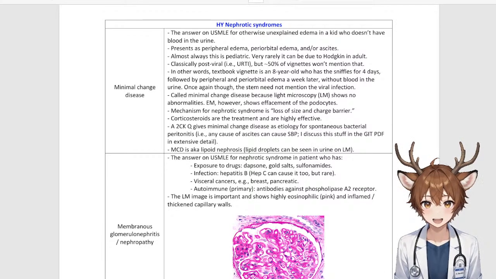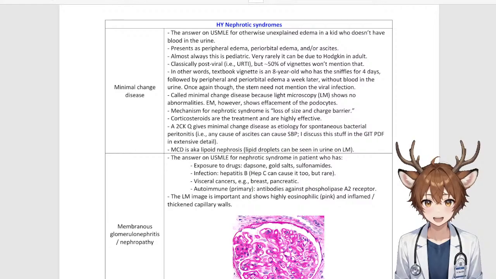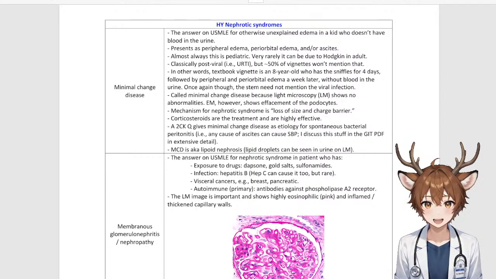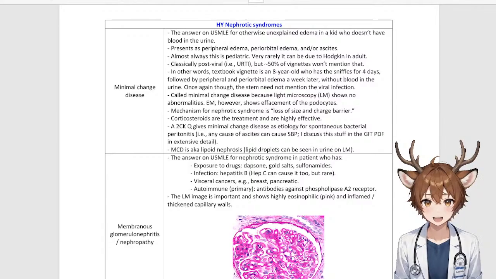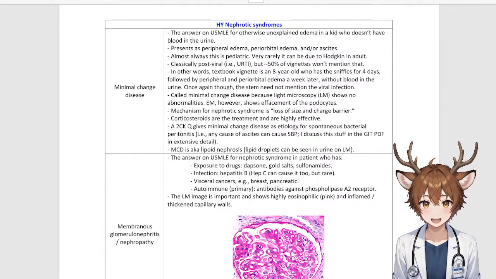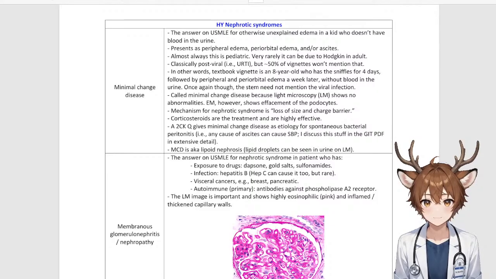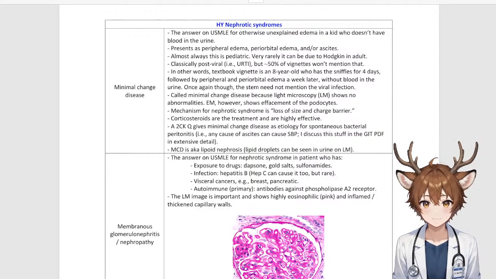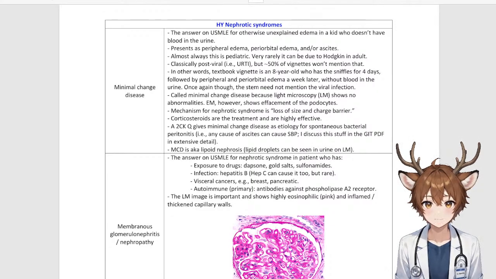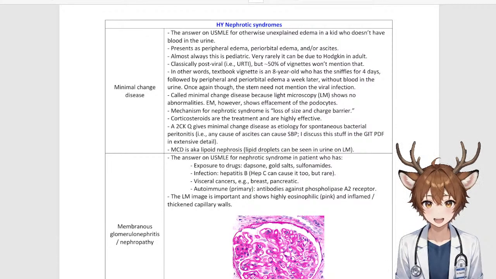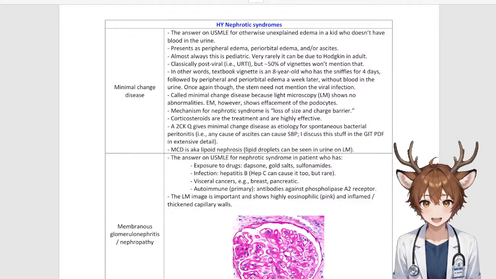Classically post-viral, URTI, but 50% of the vignettes won't mention that. In other words, the textbook vignette is an 8-year-old who has the sniffles for 4 days, followed by peripheral and periorbital edema a week later, without blood in the urine. Once again, though, the stem need not mention the viral infection. Called minimal change disease because of the light microscopy: LM shows no abnormalities. The EM, however, shows effacement of the podocytes.